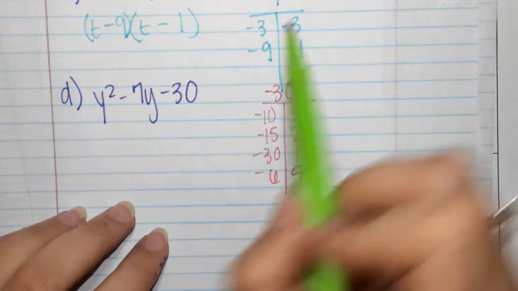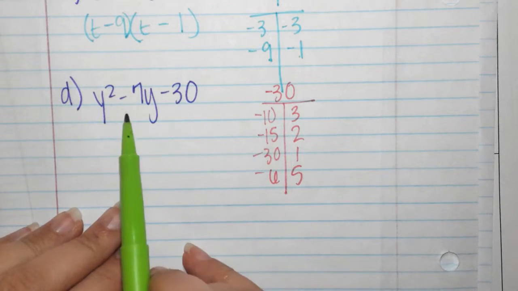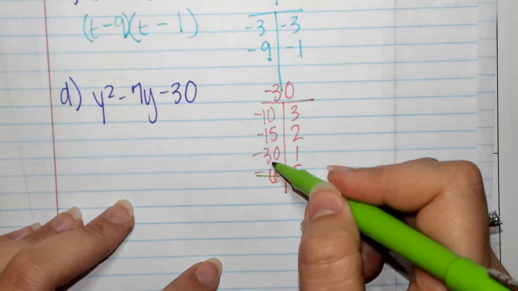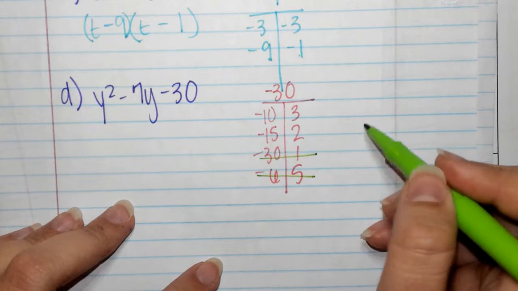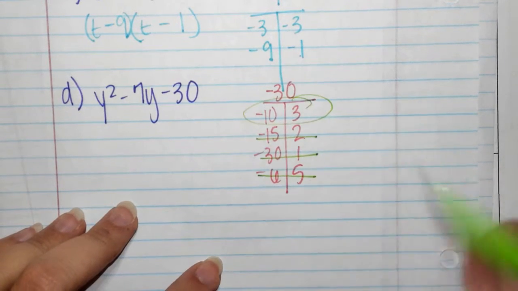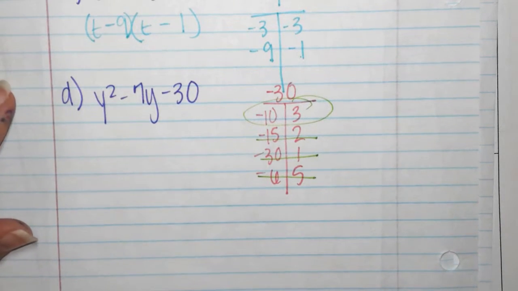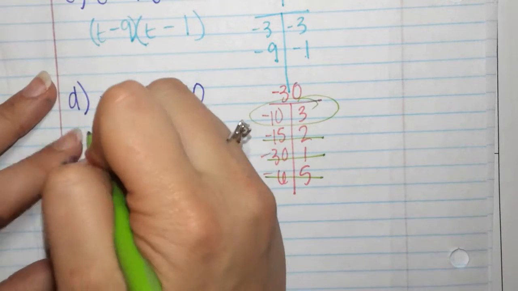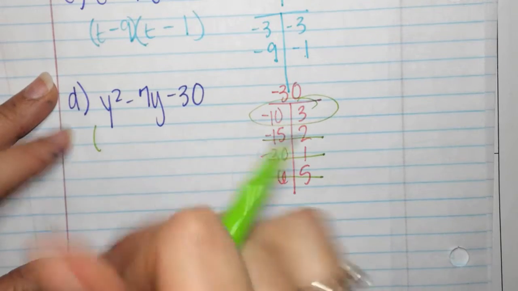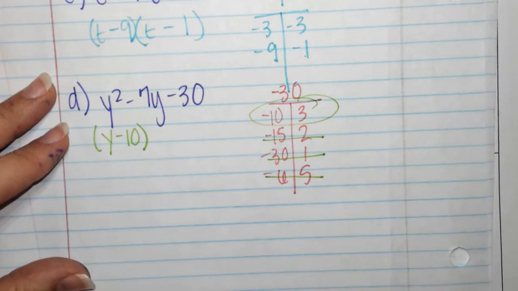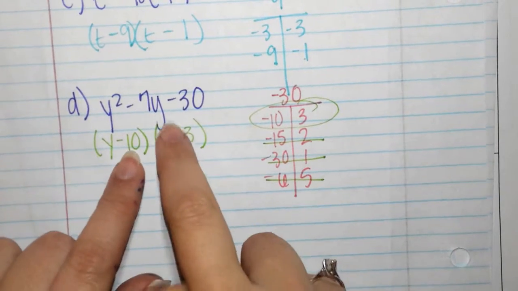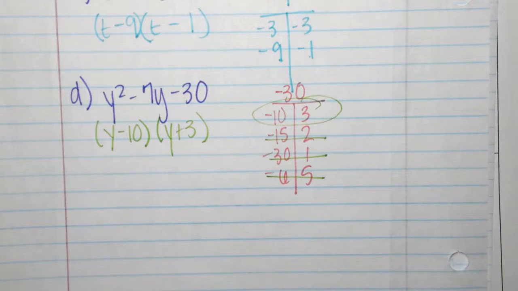All right. So now remember, we're multiplying to get negative 30, and we're adding to get negative 7. What is negative 6 plus 5? What's negative 30 plus 1? Negative 29. What's negative 15 plus 2? Negative 13. And what's negative 10 plus 3? Negative 7. Now, pay attention to your signs. It's y minus 10. And is it going to be plus 3 or minus 3? Plus 3. Because remember, we have to have a negative, so one of them has to be positive. And we're done. So it's really not even that much more complicated.